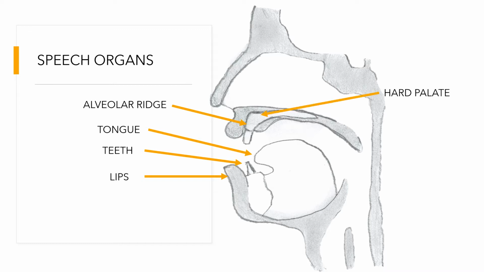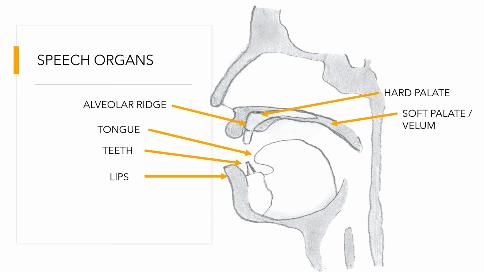Then we have the hard palate. It is a thin, horizontal, bony plate of the skull located on the roof of the mouth. It is essential in the formation of certain speech sounds, notably T, D, and G.